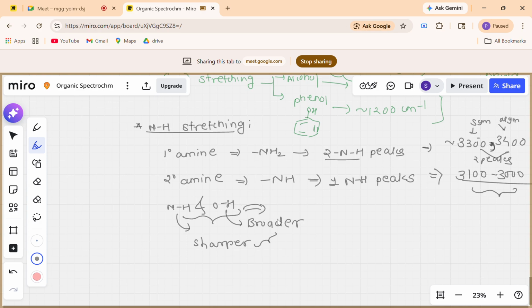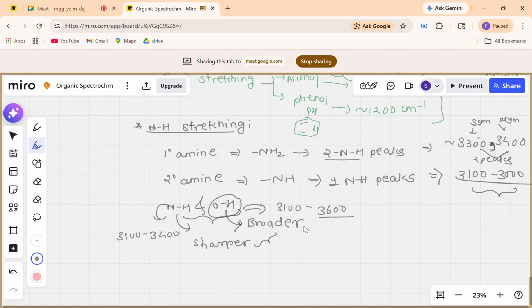The difference is that the OH peaks are mostly broader in nature, whereas NH peaks are sharper in nature. Okay, so that's the only small difference by which you can distinguish between these two functional groups. Because whatever kind of OH is present, either free OH, intramolecular or intermolecular, it lies in the range of 3100 to 3600.